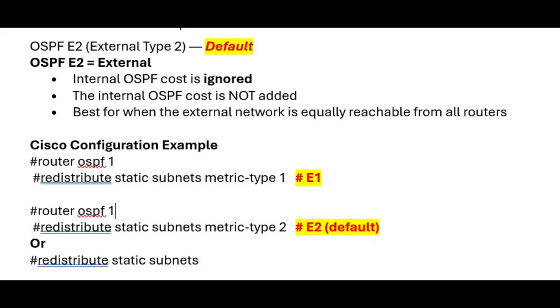If you do not define metric-type 2, as you can see in the bottommost redistribute static subnet, the router takes the decision that this is the default, and it is treated as E2, external type 2 routes.